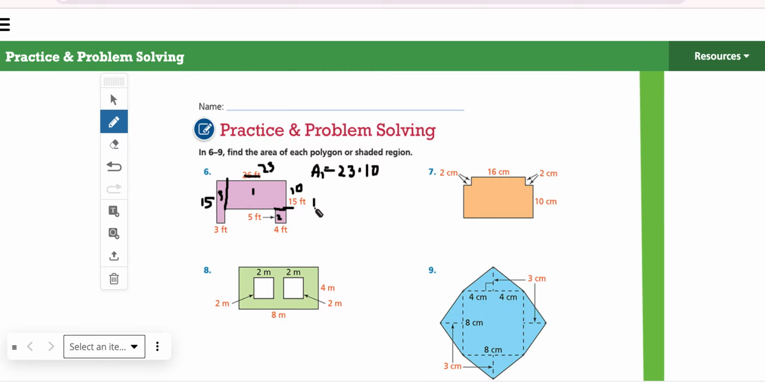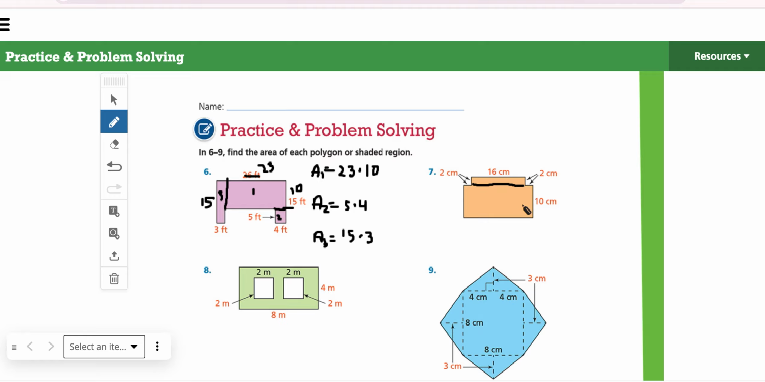Area of number 2, remember you're going to finish this. Area of number 2 is going to be this one, which is 5 times 4. And then area of number 3, don't forget to leave space so you can finish it up, will be this one, which is 15 times 3. So once you multiply and find the areas of these, you add them together. Okay, so don't forget to add to finish it up. All right, let's look at number 7. So number 7, I can cut it over here. I can cut it.